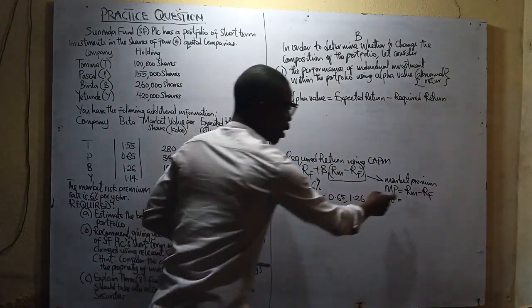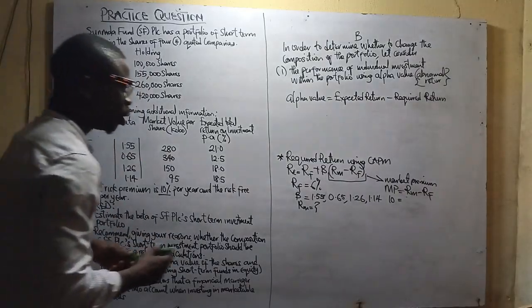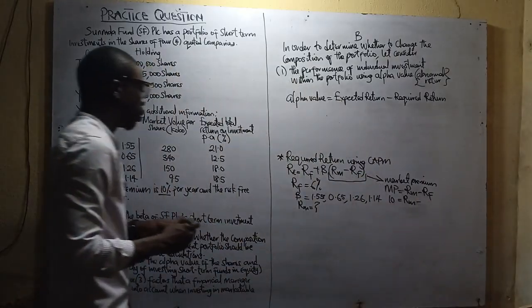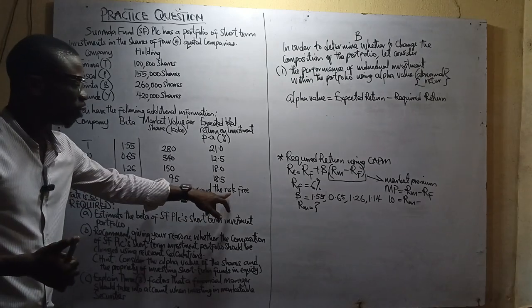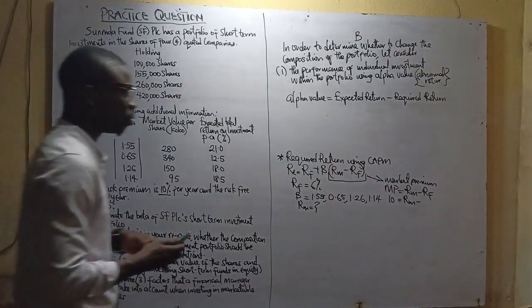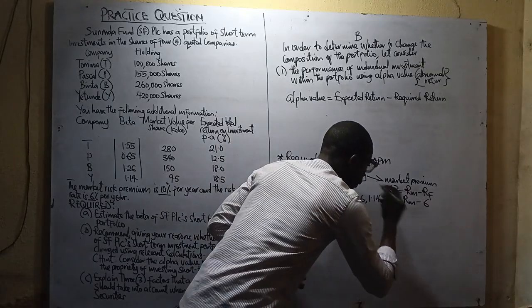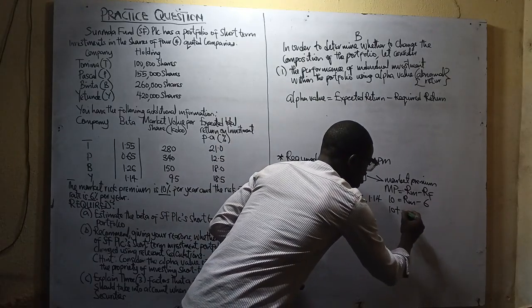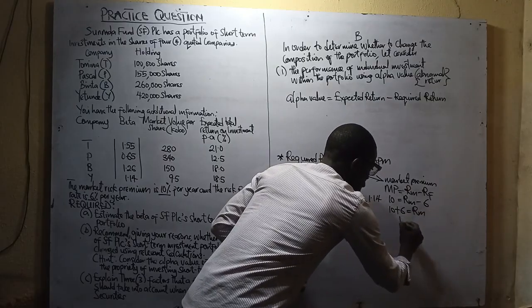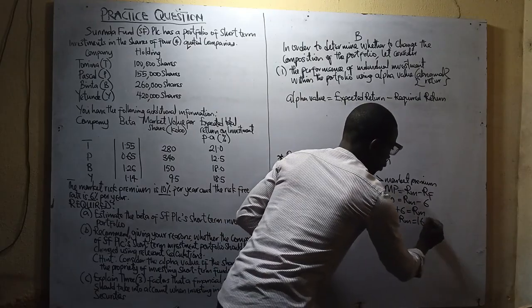So the figure we are not given in this question is the return of the market. Let's say we want to calculate the return of the market, and the risk-free rate is 6%, so minus 6%. Let's collect the items. It means 10 plus 6 equals the market return. It means it is equal to what? 16%. Can you see now?